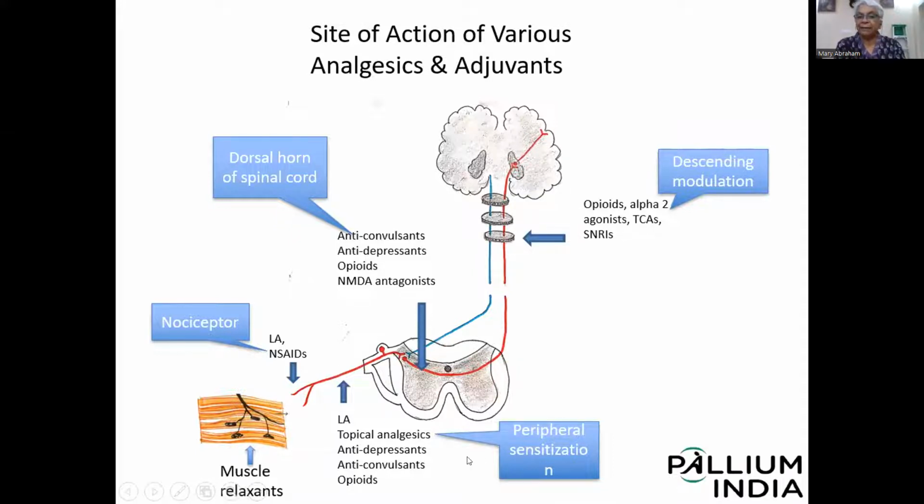And the drugs that prevent peripheral sensitization are local anesthetics, topical analgesics, antidepressants, anticonvulsants, and opioids. The drugs that act at the dorsal horn, that is here, are the anticonvulsants, antidepressants, opioids, and NMDA antagonists. And the drugs that act on descending modulation are the opioids, the alpha-2 agonists, the tricyclic antidepressants, and the SNRI.